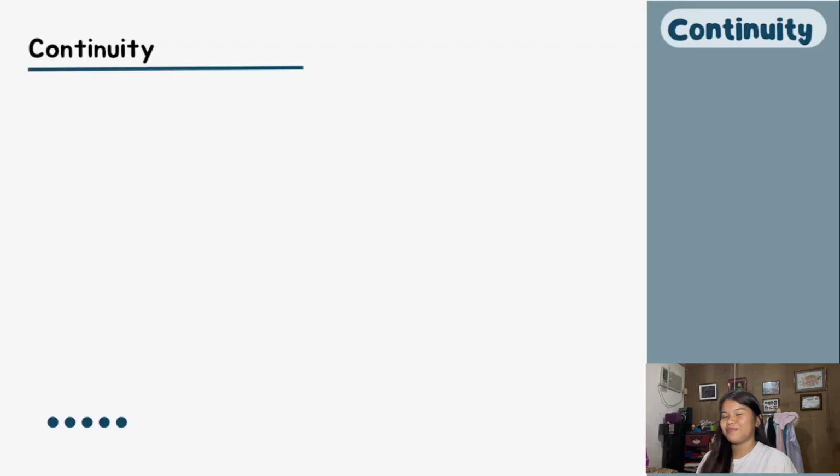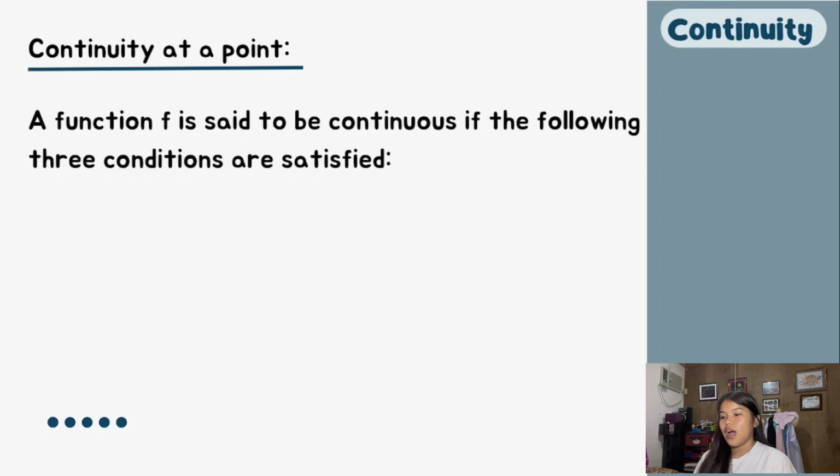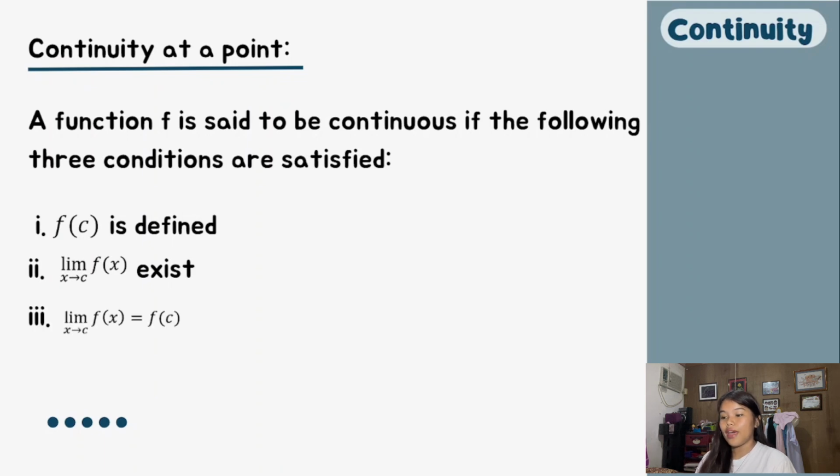Now let's talk about continuity at a point. A function f is said to be continuous if the following three conditions are satisfied. First, f of c is defined. Second, the limit of f of x as x approaches c exists. And third, the limit of f of x as x approaches c is equal to f of c. Take note of this.